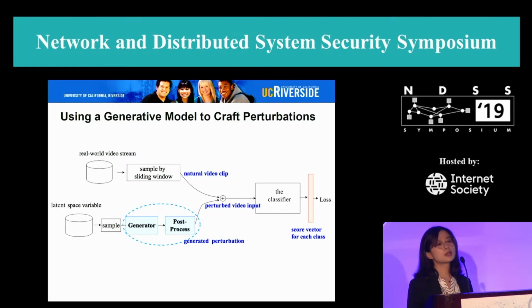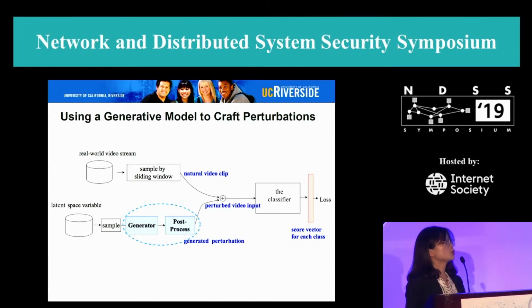Here we show the framework of our system. So we have some real-world video streams, and we sample from them, get clean video clips. At the same time, we have a generator. It tries to learn the mapping from the latent space to the perturbation space. Therefore, when we get a sample from the latent space and input it into the generator, we expect the generator to output a valid perturbation.